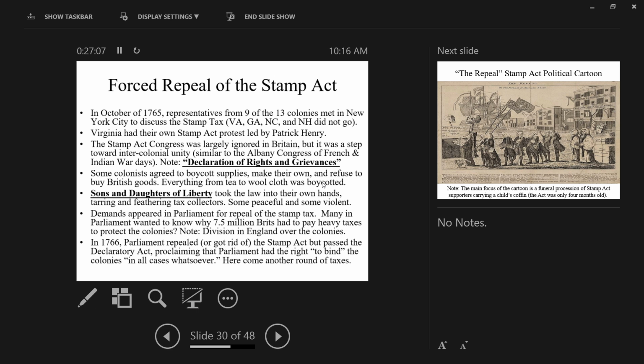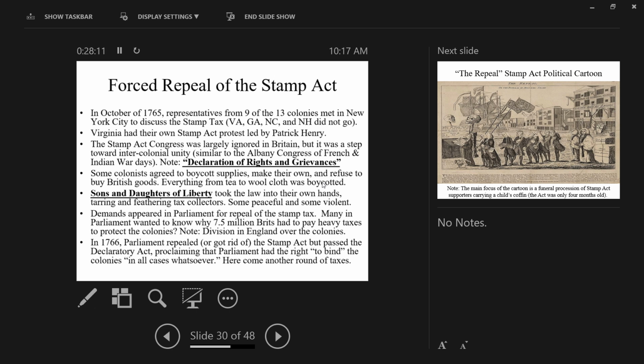So, demands appeared in Parliament for the repeal of the Stamp Act. Many in Parliament wanted to know why 7.5 million Brits had to pay heavy taxes to protect just over 2 million people in colonial America. Now we've got division brewing in England. As early as this era, in the pre-revolutionary period, there are people in England saying, why are we still dealing with this? Why are we continuing to do this? Let them become a province. Nobody's saying let them be independent. They're not going that far. But give them their autonomy. This is going to ultimately create fracture in Parliament as we move into the Revolution.